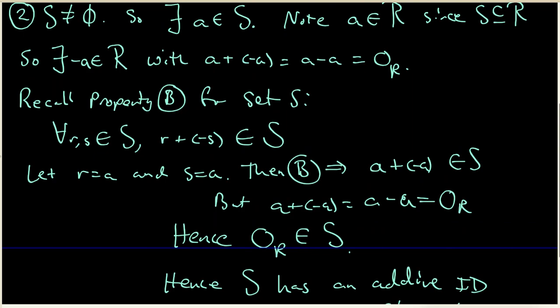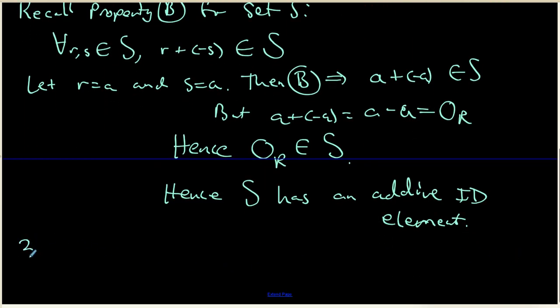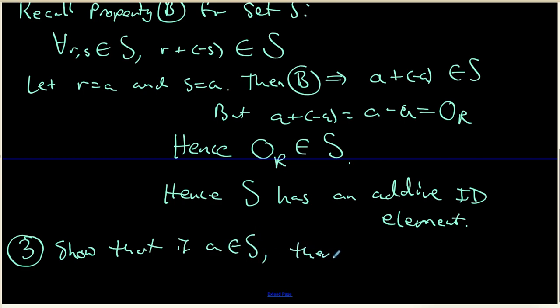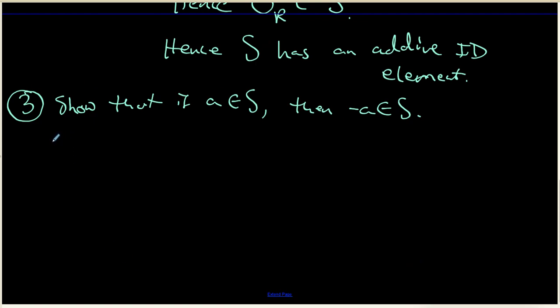Well, let's see. The next thing that we're going to be doing is looking for inverses. So at this point, what I want to show is that if I have some element A inside S, then minus A is also inside S. Now again, we're going to start this off with looking at some things that we know. We've just gotten done proving that the zero element in R does belong to S. We also know about property B.